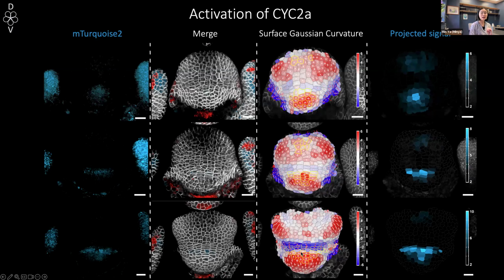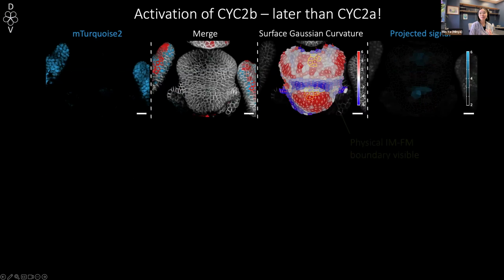Okay, this is 2A. How about 2B? It turned out the first stage that we captured the expression of 2B was later, something like this. You can see the boundary between the inflorescence meristem and the floral meristem become very visible already. There are several layers of cells that are blue, meaning that they have negative curvature, so they are concaving in, marking this very physical boundary.